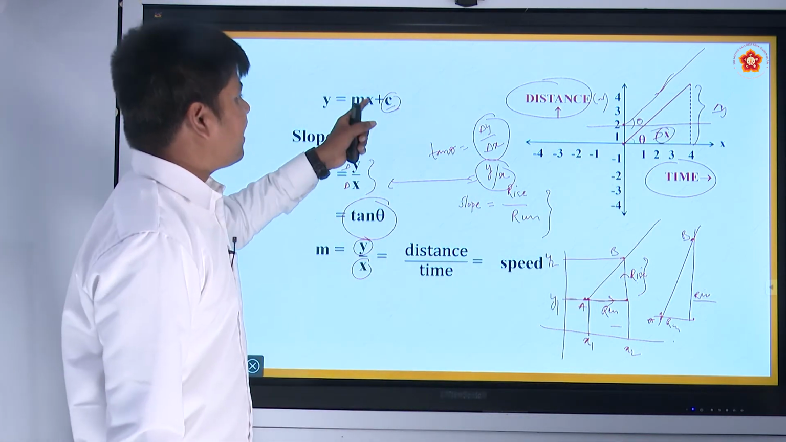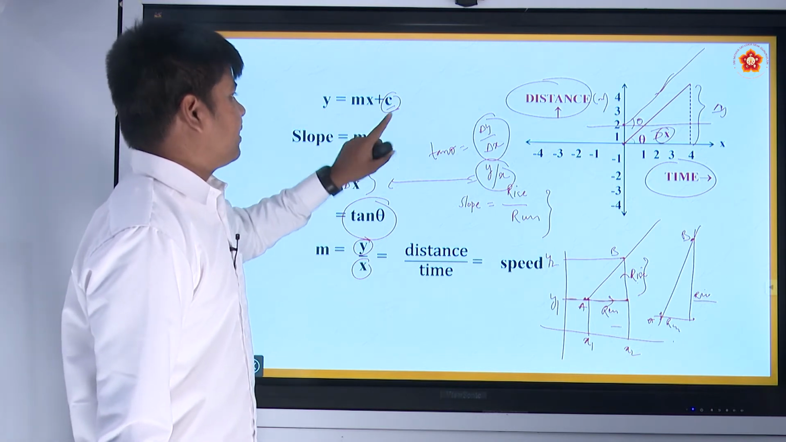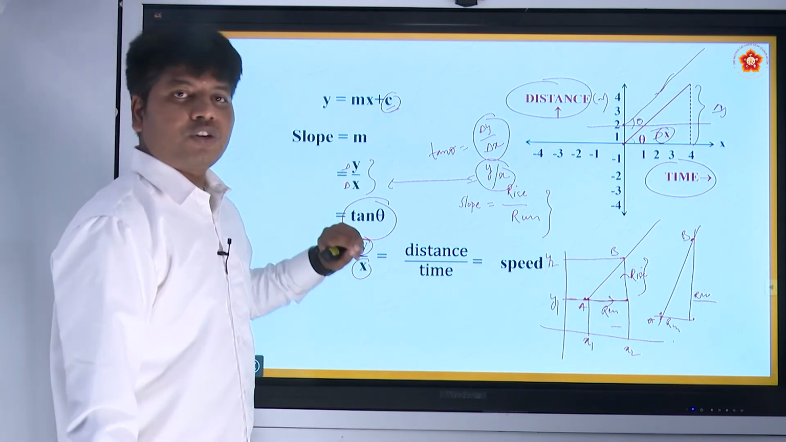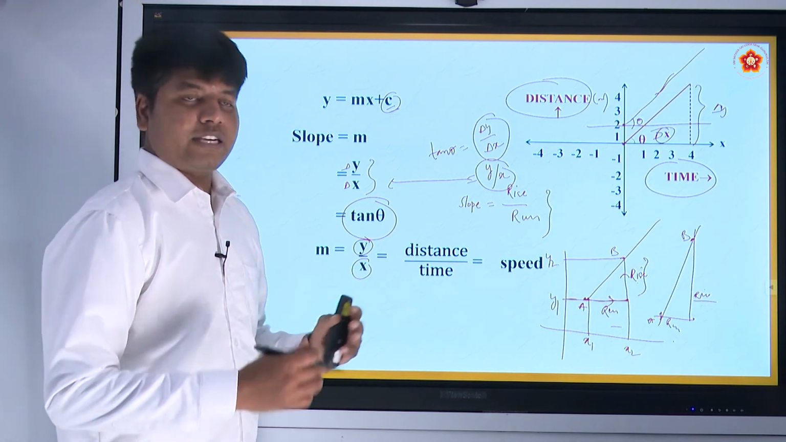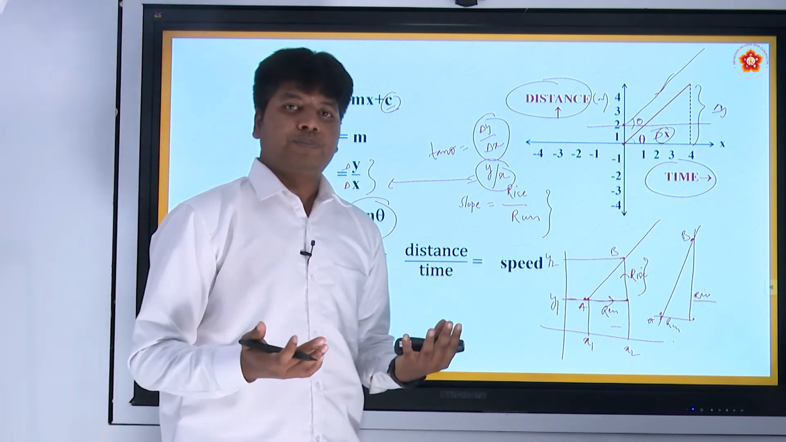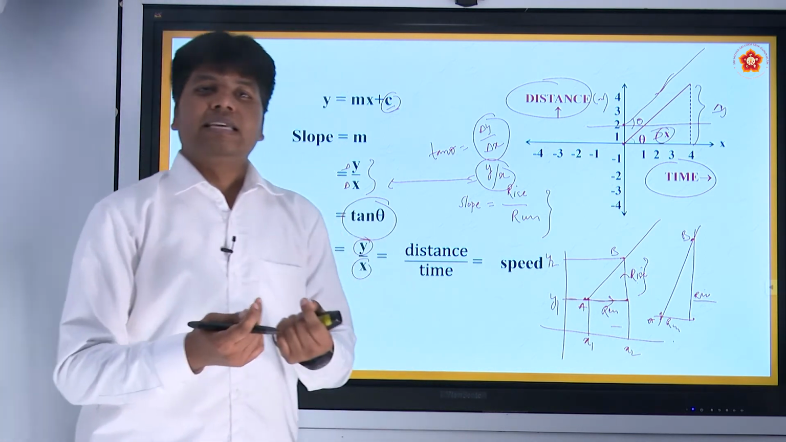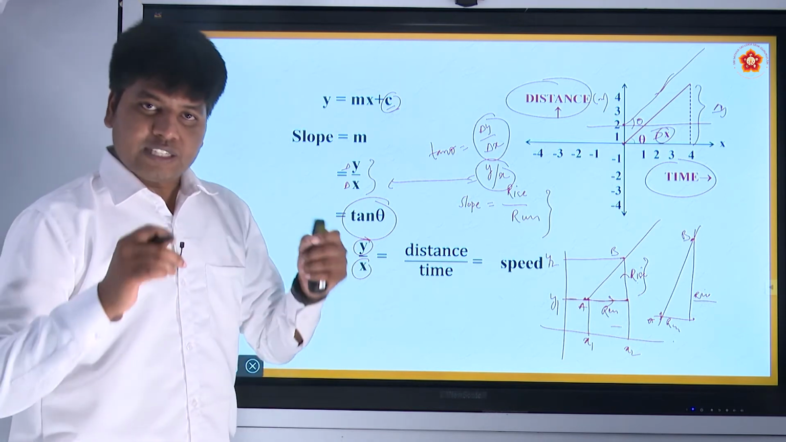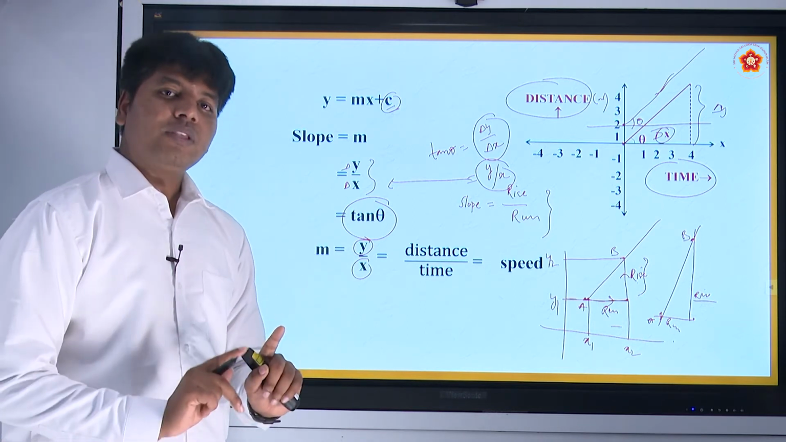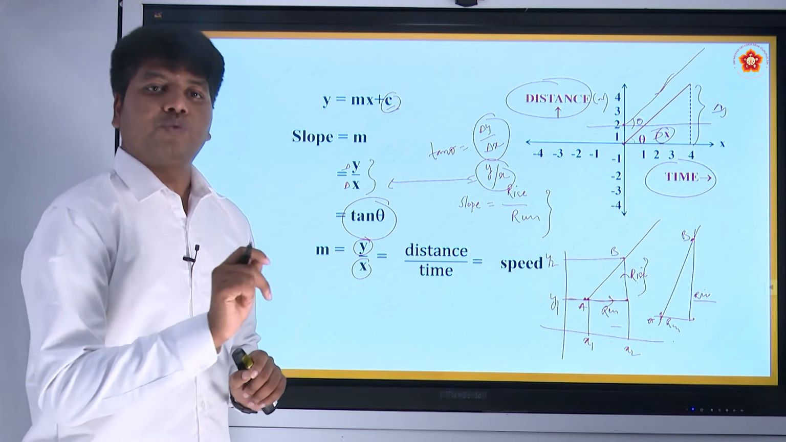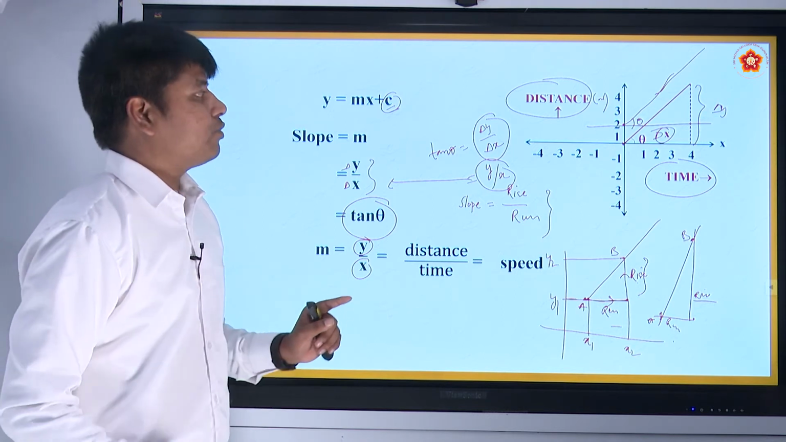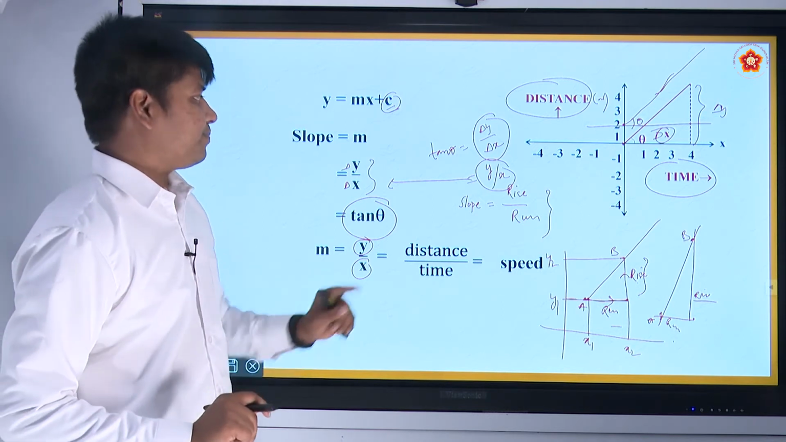So for different values of c, the slope does not change. That means the speed is never affected by the initial point. Speed is only affected by how it is moving with respect to time once it starts moving. That is the only thing that matters.